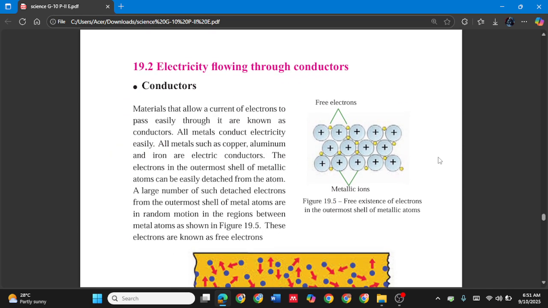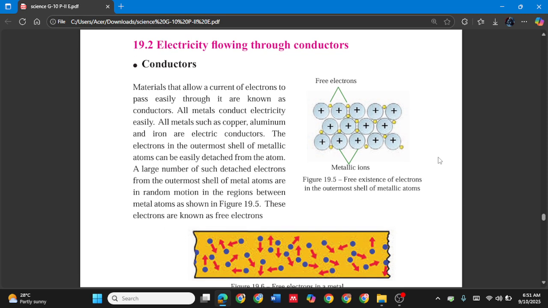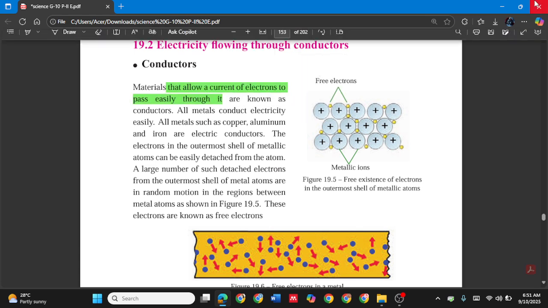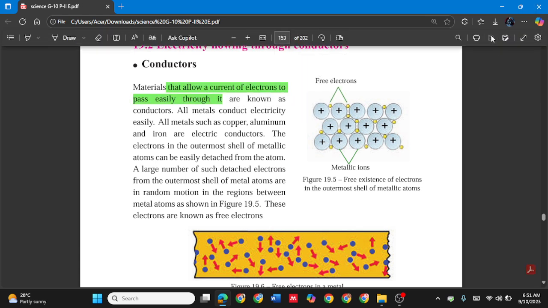Electricity flowing through conductors. Here we get the term conductors: materials that allow a current of electrons to pass easily through them. You should remember this definition of conductors. Materials that allow a current of electrons to pass easily through them are known as conductors.